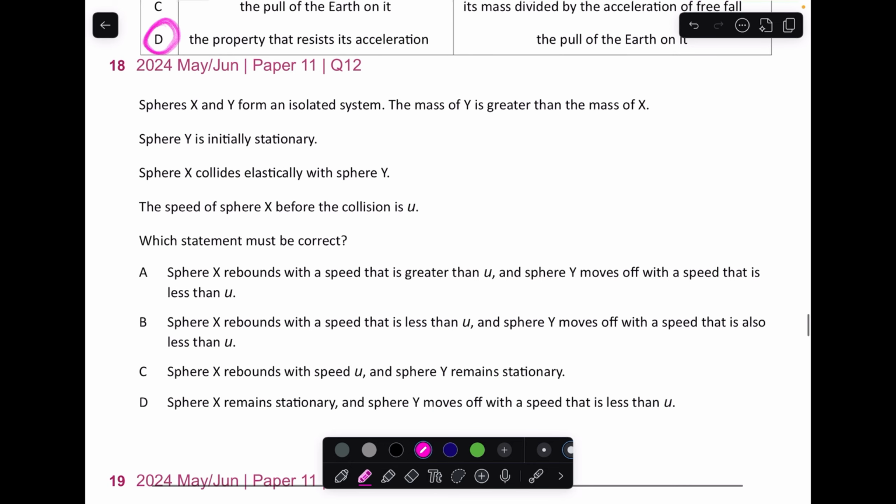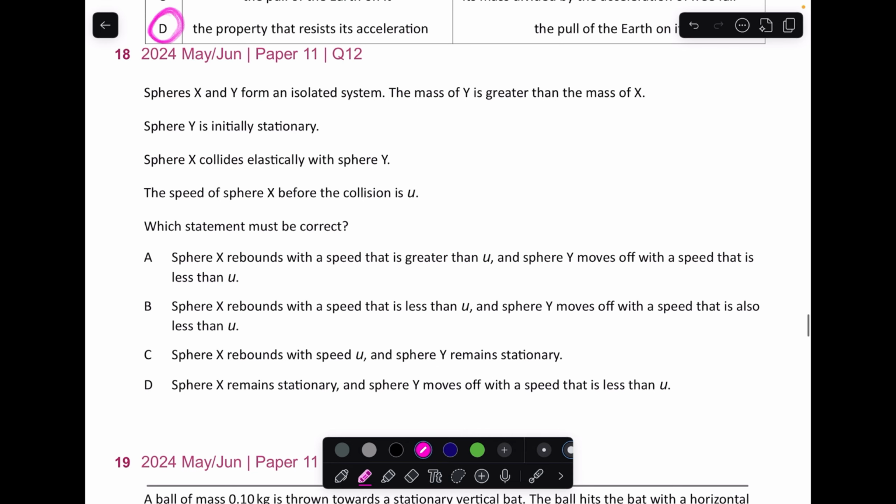Okay. So in the next question, sphere X and sphere Y form an isolated system. The mass of Y is greater than the mass of X. And sphere Y is initially at rest. Sphere X collides elastically with sphere Y. The speed of sphere X before collision is u. Which statement must be correct?